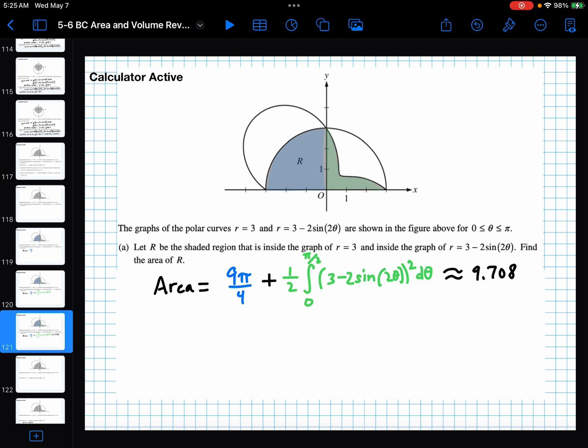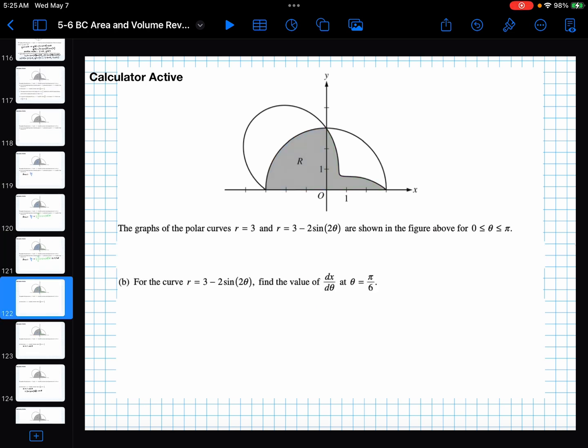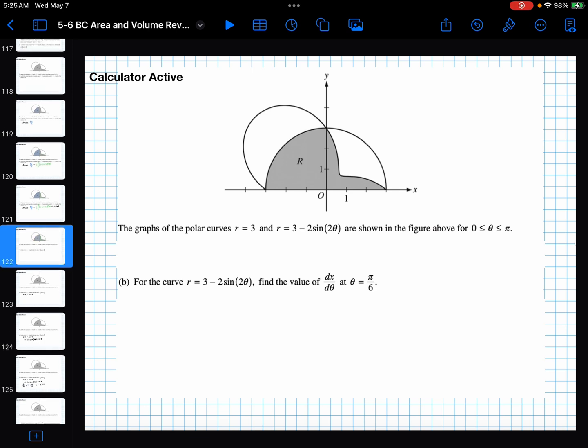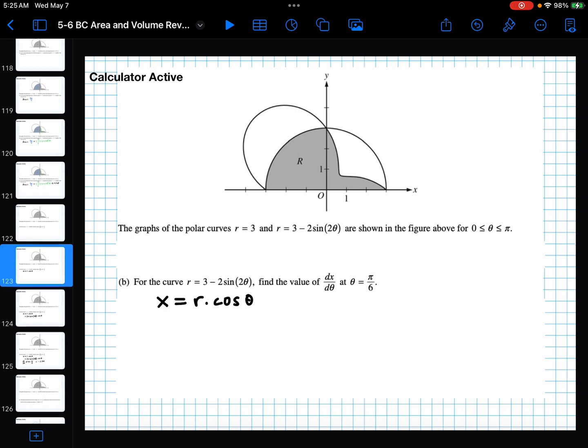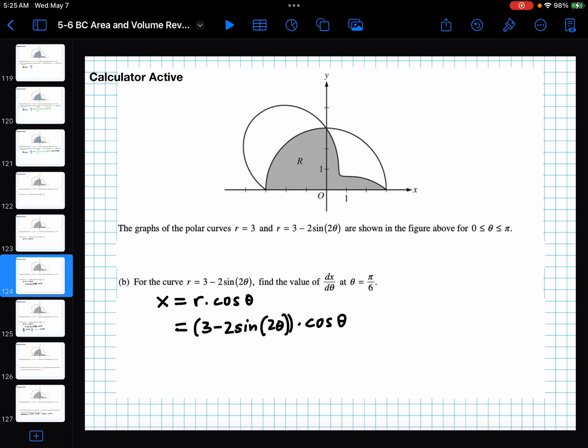Fairly straightforward. All right, now part B, we step away from area for a second and take a look at what they want. They want the rate of change of x with respect to theta. Now you're allowed to use a calculator here, but when they say dx d theta, you need to have something in terms of x. So just remember the conversion equation. X equals r times cosine of theta, and I can replace r with what they said. And now I want the derivative of that at theta equals pi over 6.